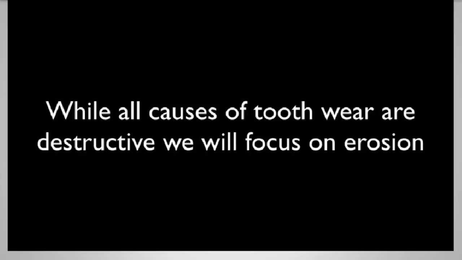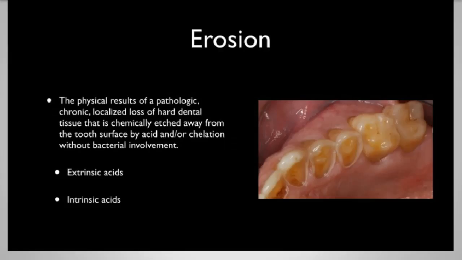While all causes of tooth wear are destructive, the cause of tooth wear that we're going to focus on for a bit of the presentation here is really that erosive aspect and how we can help diagnose it, and equally important is once we diagnose it, how we can help prevent it from getting worse and manage the erosive process. So erosion is a physical result of a pathologic, chronic, localized loss of hard dental tissue that's chemically etched away from the tooth surface by acid and or chelation without bacterial involvement.